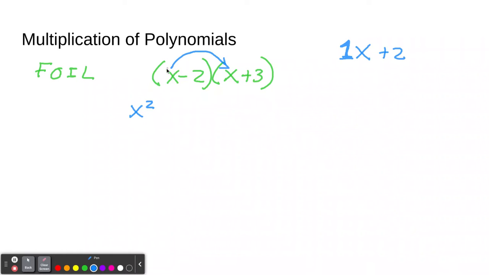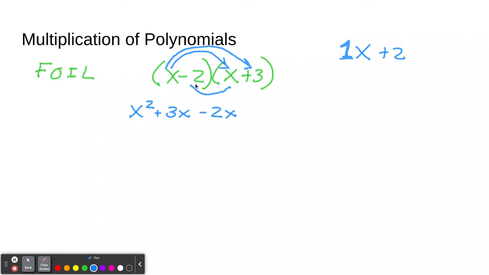Now we want to do the outside terms. That's an outside term. That's an outside term. And we're going to get 3x. Now be careful here. The inside term, we have negative 2 times x is going to give us minus 2x, right?